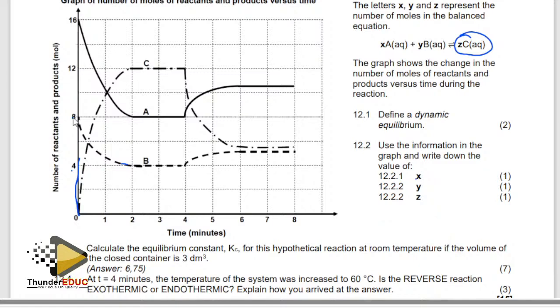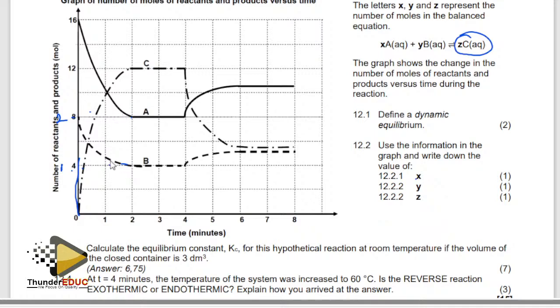So it means that X is on A. So if this is 8, this is 4. Definitely this is 2. This is 1. Because if this is 4, this is 8. It means that this one goes into 2 times. Yes, so this is 2.